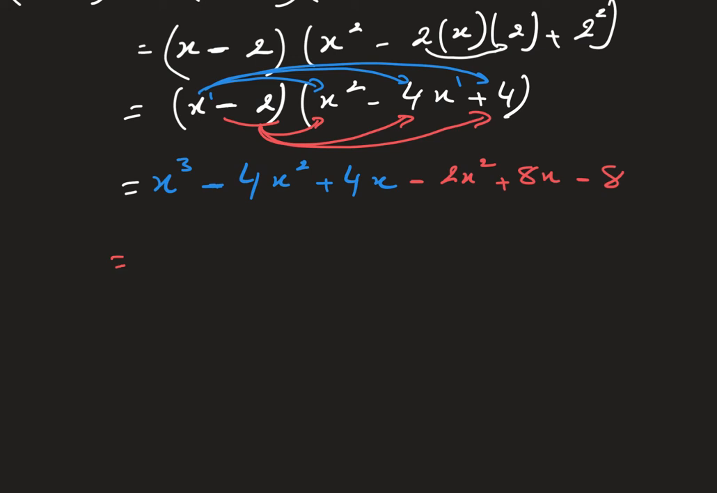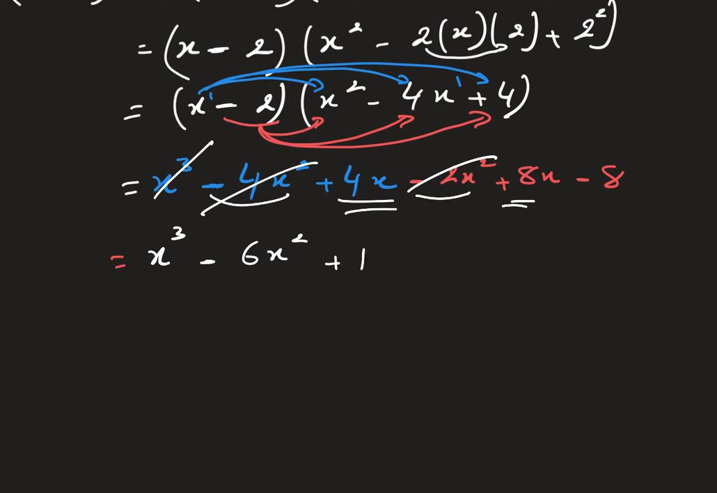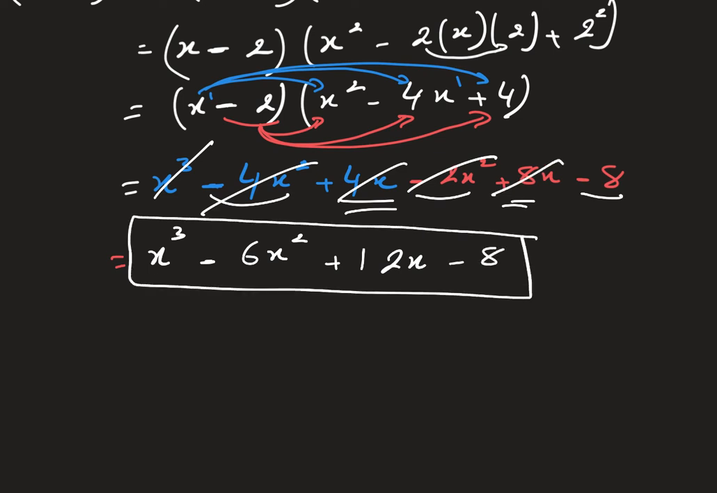We will start with the highest degree because we need to put it in standard form. So it's going to be x to the third first. We will combine negative 4x squared with negative 2x squared. That would be negative 6x to the second. Right? So this is gone right here. And we got 4x plus 8x. That would be 12x. And then we have the last one, negative 8. This is going to be the final answer.